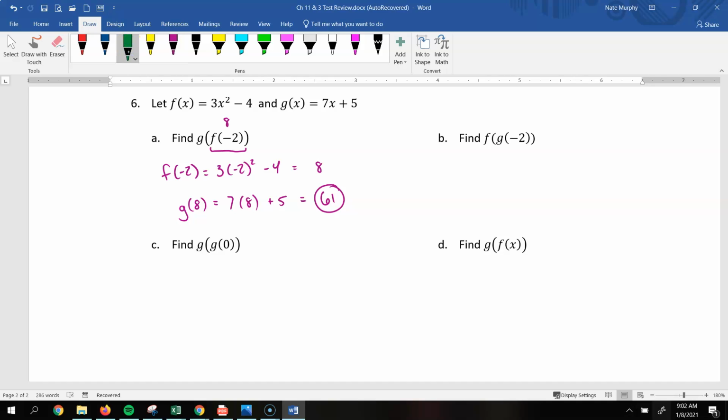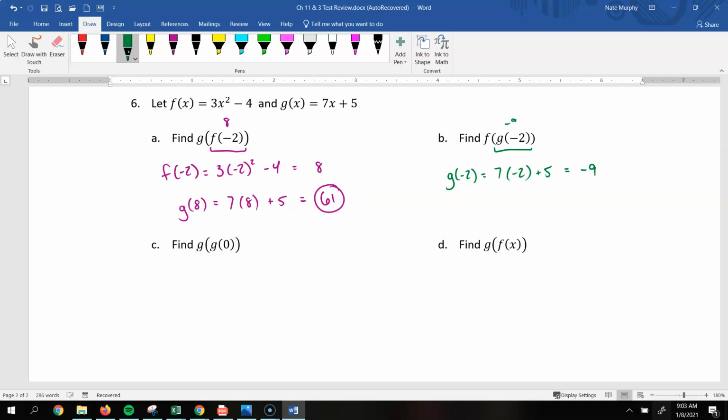Part B says, well, what if we put -2 into function g first? Okay, so that's what we're going to do. We're going to put -2 into function g. So remember, function g says it takes 7 times our input and add 5. So again, we could do this easily without a calculator. 7 times -2 is -14. -14 plus 5 would be -9.